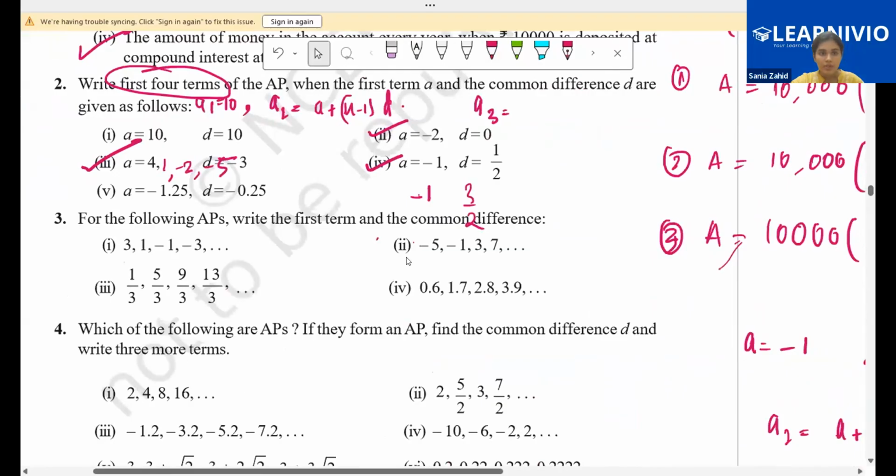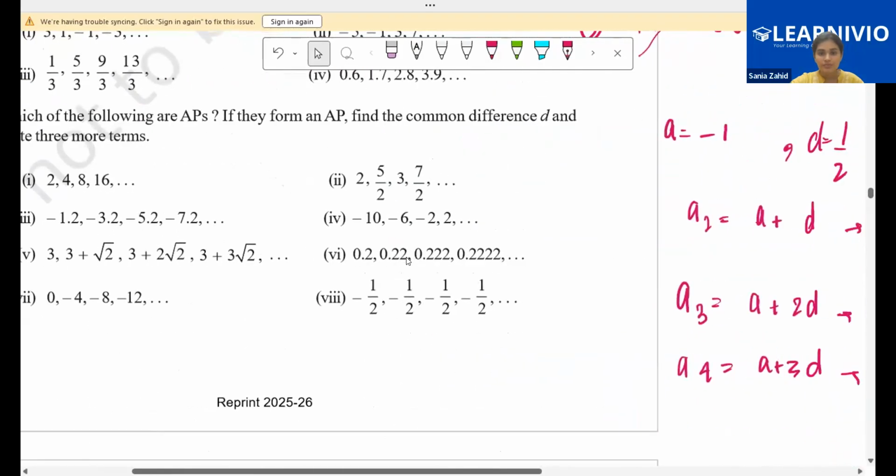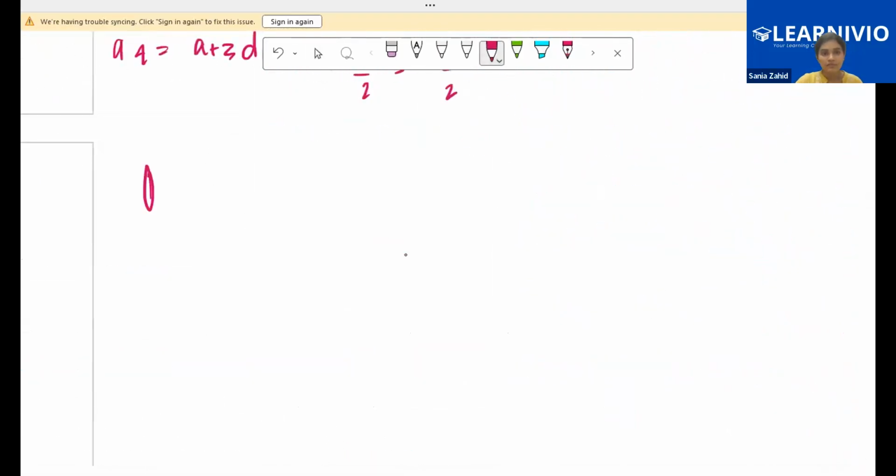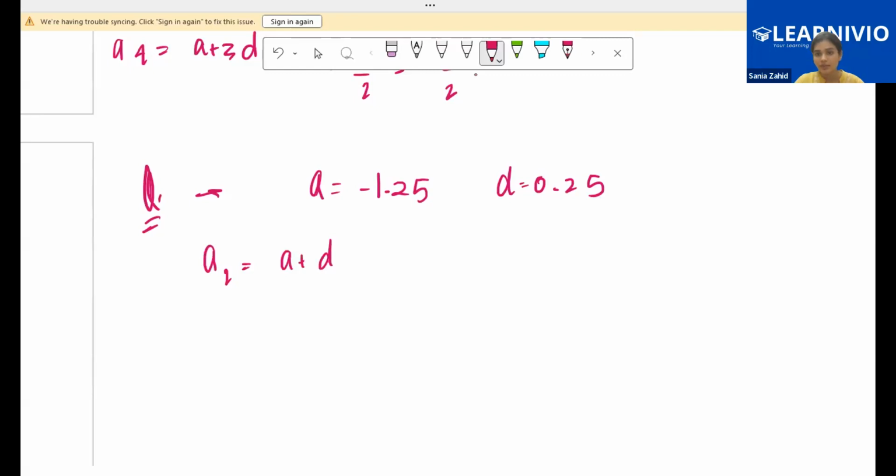A is minus 1.25 and D is 0.25. Now again, what will A2 become? A2 becomes A plus D, right? Because A plus (n minus 1)D is A plus 1D, A plus D only, directly I can write. So minus 1.25 plus 0.25. So you get minus 1 as your answer.